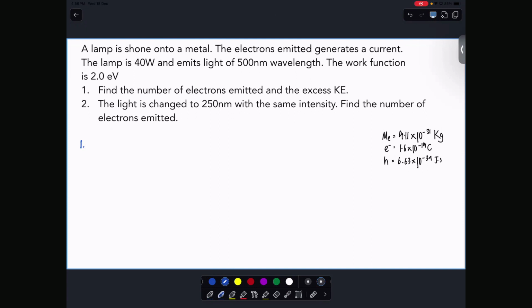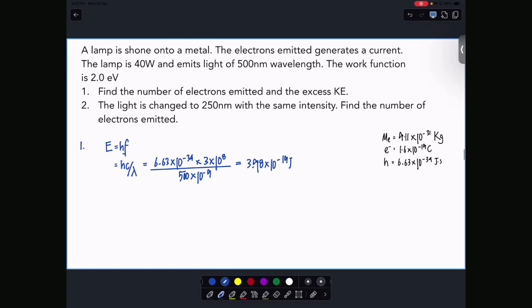Okay, first you have to find the energy of one photon. E equals hf, but there was another formula I gave you. What was that? hc by lambda. h is 6.63 into 10 to the power minus 34, c is 3 into 10 to the power 8, divided by the wavelength, which initially is 500 nanometer, 500 into 10 to the power minus 9. That will tell you how much energy one single photon contains. How much is it? 3.98 into 10 to the power minus 19 joules.